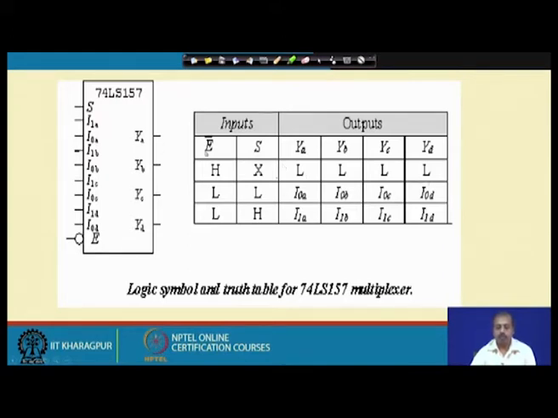However, if E bar is low, that is, an active enable signal is given to 74157, then if the select line is low, in the YA output I will get I0A, in the YB output I will get I0B, in YC I get I0C and in YD I will get I0D.